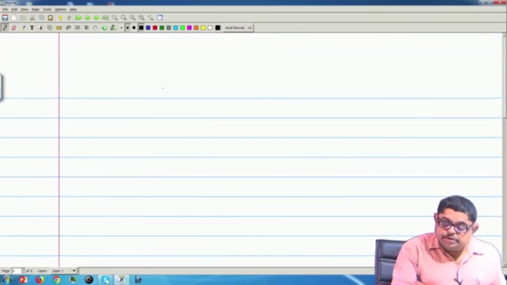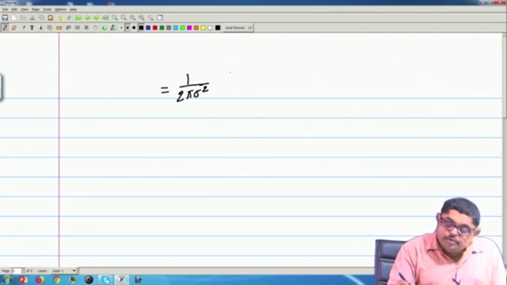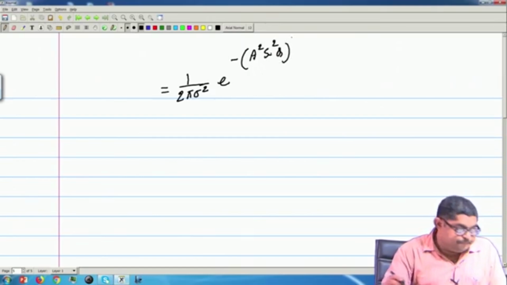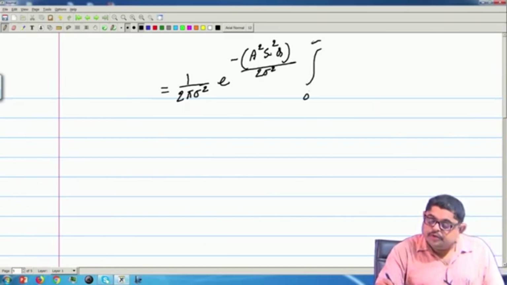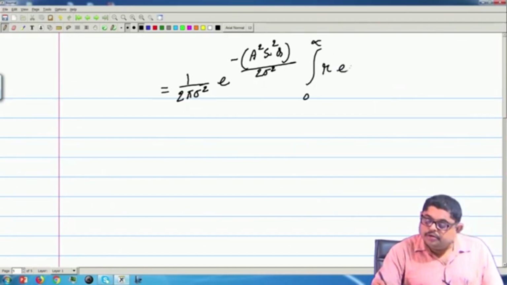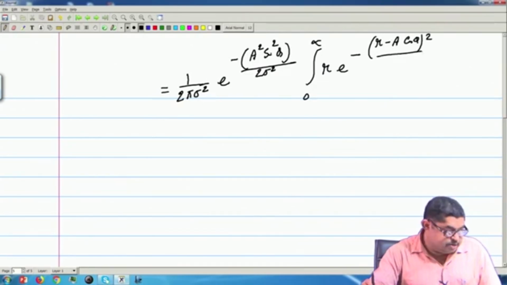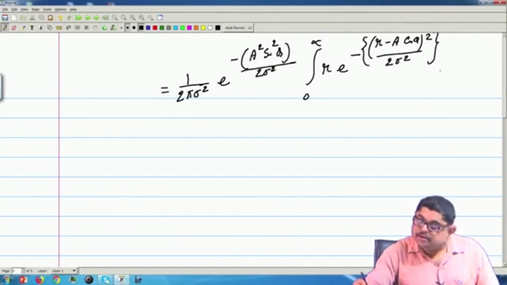Now here I can write 1 by 2 pi, and take out all the terms which you can take outside, and you will see r e to the power minus r minus a cos theta whole square by 2 sigma square, this whole thing, dr.